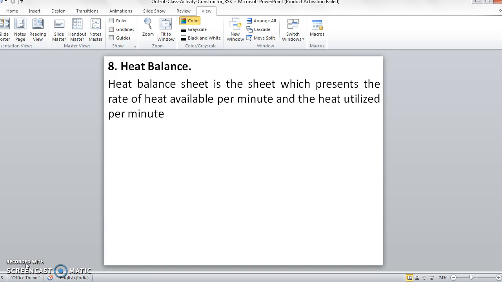Lastly, we see heat balance sheet. It is a sheet which presents the heat that is being supplied per minute to the engine cylinder and how this heat is utilized for various purposes per minute.